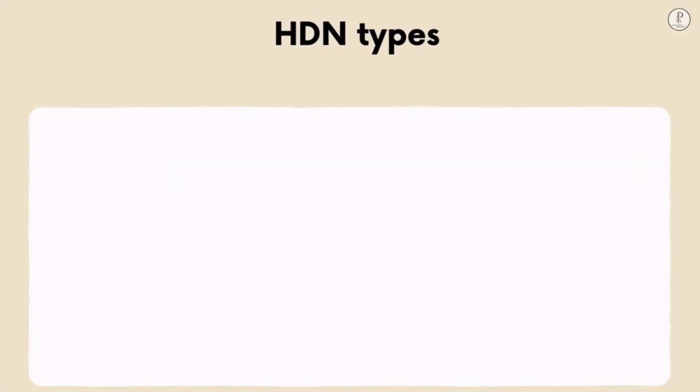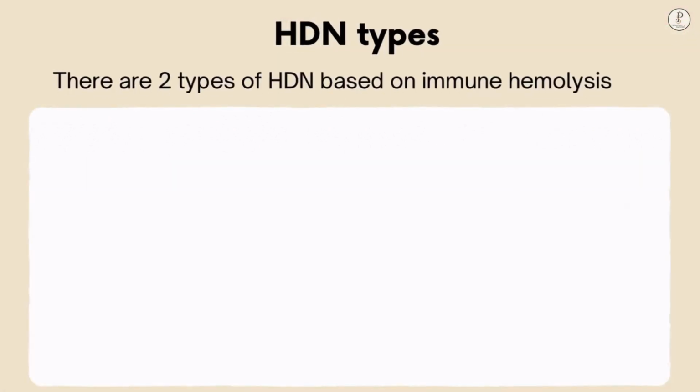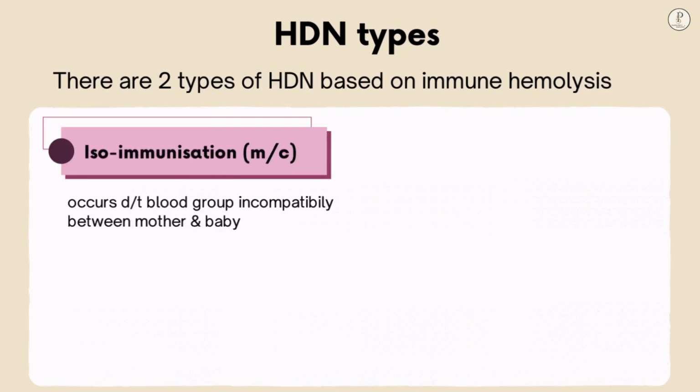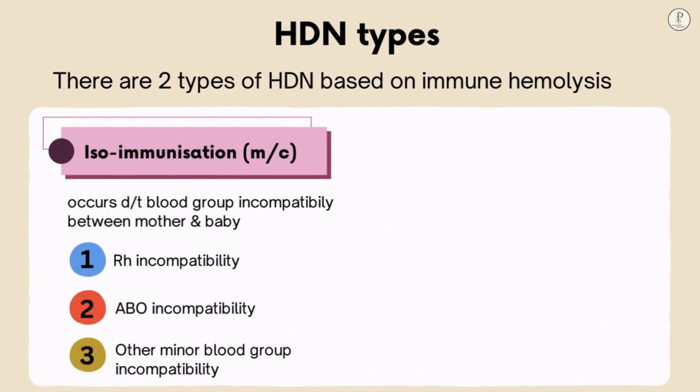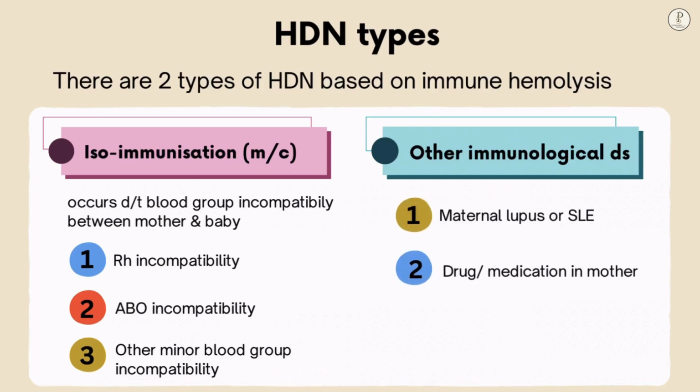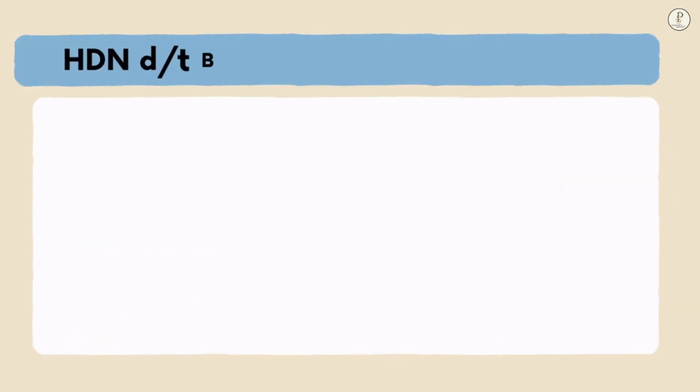HDN types. There are two types of HDN based on immune hemolysis. The first one is isoimmunization, which is the most common type and occurs due to blood group incompatibility between mother and baby. For example, Rh incompatibility, ABO incompatibility, and other minor blood group incompatibility. Other immunological diseases can also cause HDN. Examples are maternal lupus or SLE, and drugs or medication in the mother.